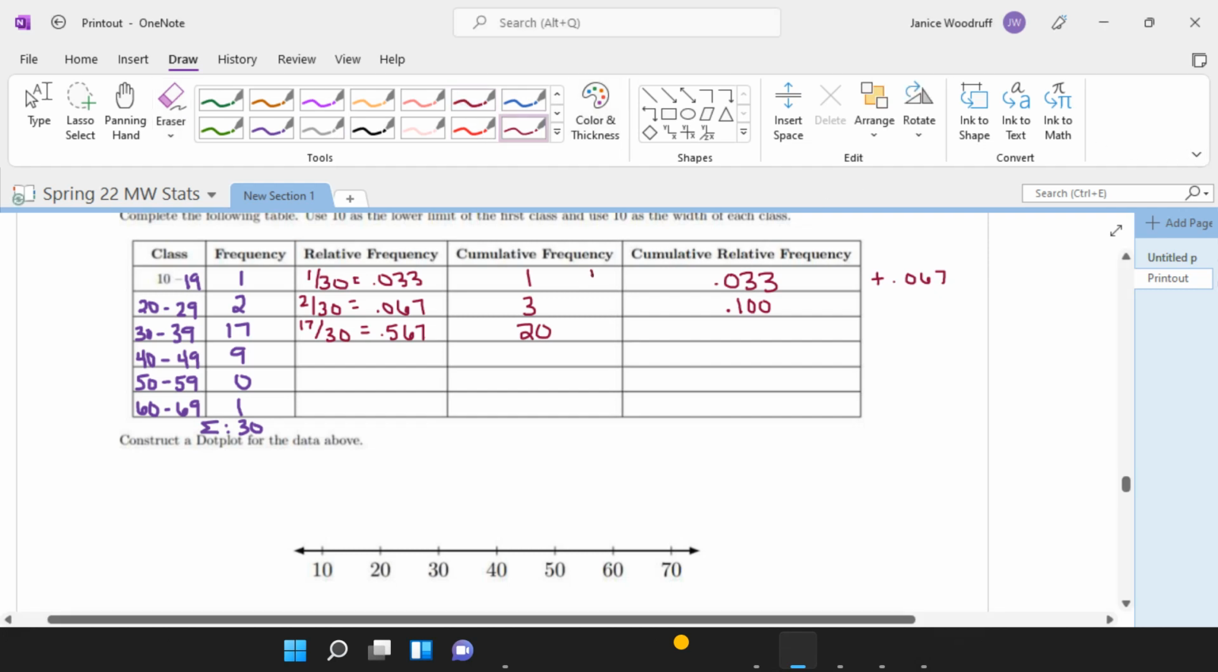This is 1 plus 2. This is 3 plus 17. Okay, then here I'm adding the 0.567 to the 0.100. So that should be 0.667. Then the 40 to 49 minutes, that's going to be 9 out of 30. So 9 divided by 30.